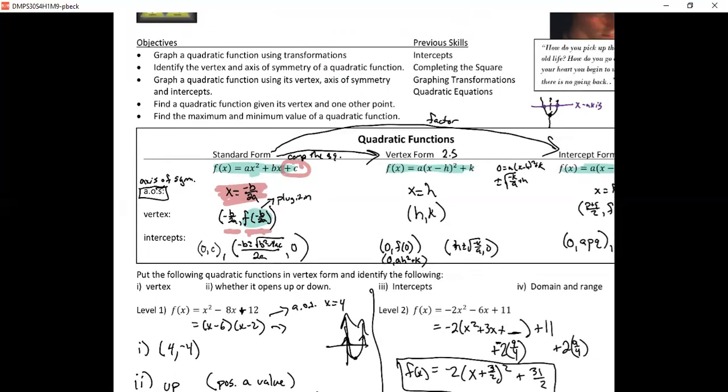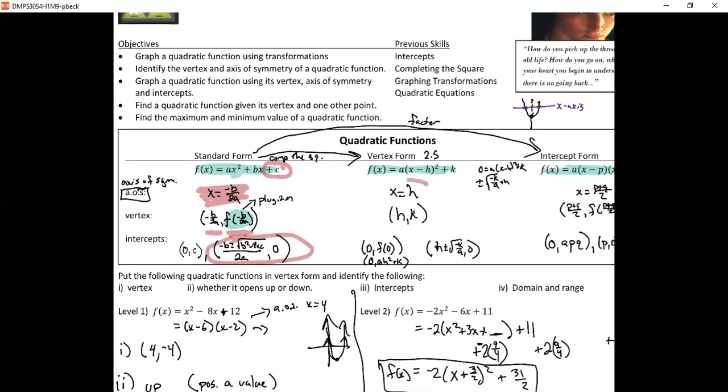But when it comes to the x-intercepts from standard form, we usually will complete the square. Sorry, I said complete square. We usually will use quadratic formula to get our x-intercepts. Vertex form. The beauty of vertex form is it gives us all this information about the axis of symmetry and vertex very, very quickly. When it comes to the intercepts, though, not quite so helpful.